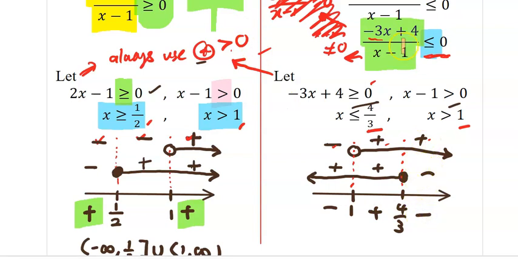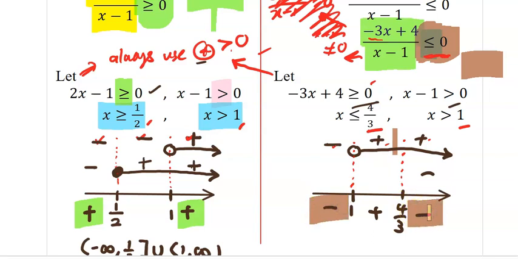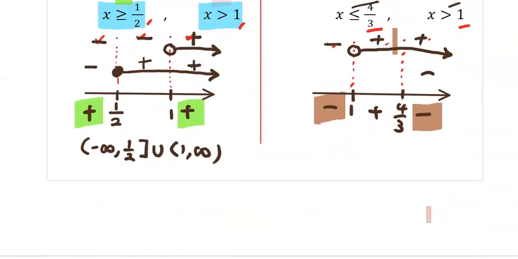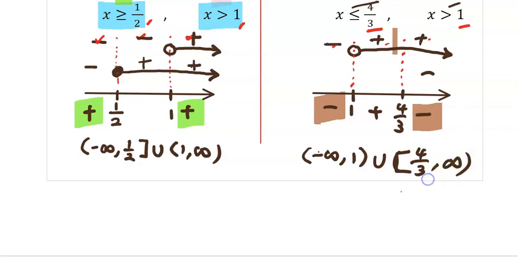And what we're asking for here is we want to have less than 0. So this is the case of minus. Minus will be these two parts here. And these two parts here, the corresponding answer in interval form will be from negative infinity until 1, open bracket, union, 4 over 3 until infinity, open.